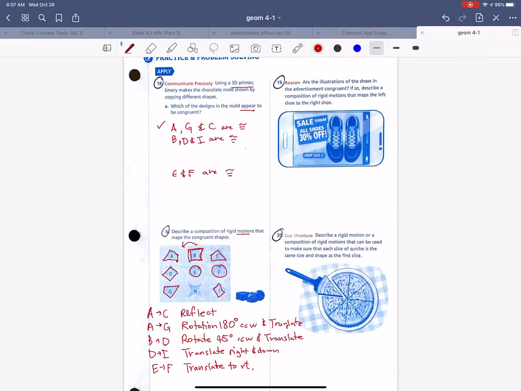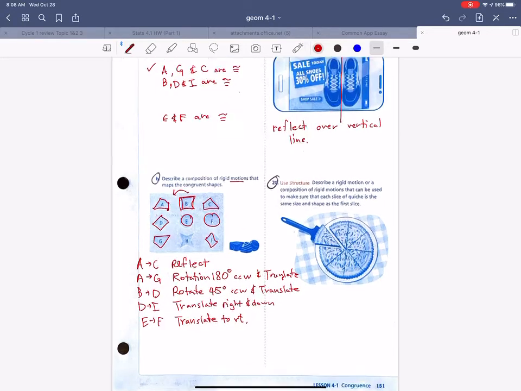Nice. Let's look at 19. It says, are all the illustrations of the shoes in the advertisement congruent? If so, describe a composition of rigid motions that map the left shoe on top of the right shoe. So it looks like at least the pattern would be to reflect over a vertical line. Now, what's interesting is if you reflect over a vertical line, if it was an actual shoe, then it would be the underside of the shoe, but we really just mean the image.